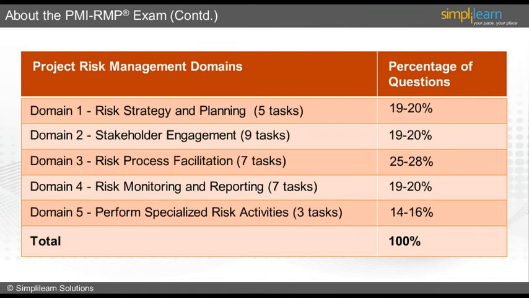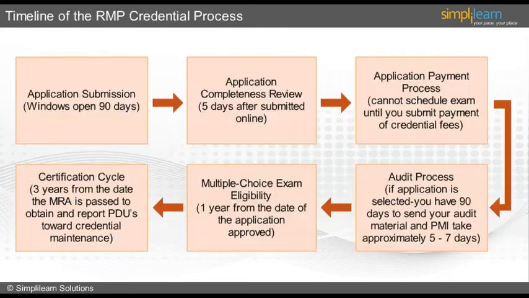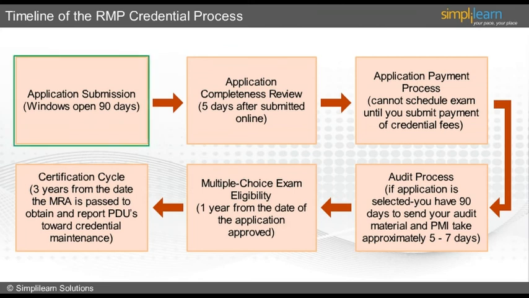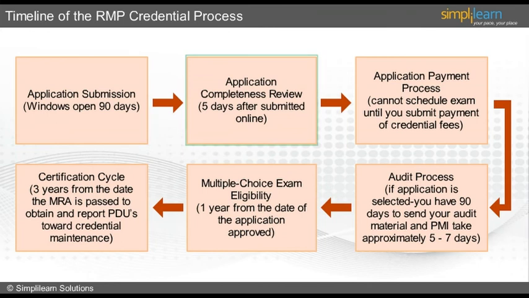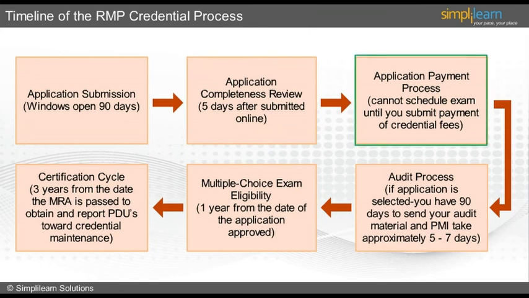The next slide deals with timeline of the RMP credential process. The diagram in the slide depicts the timeline of the RMP credential process. The application has to be submitted online from the PMI website. Once you start filling the application, it will be available to you for 90 days. Once you submit the completed application, PMI takes about 5 working days to review. If the application is through, you get a notification for payment of the examination fee.